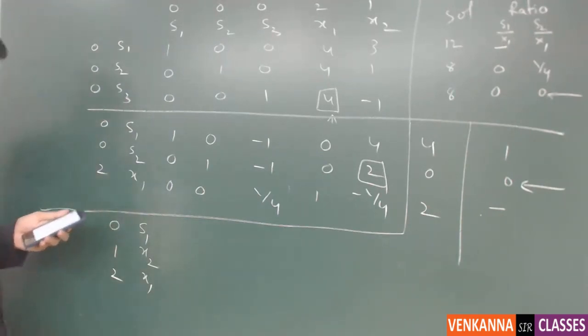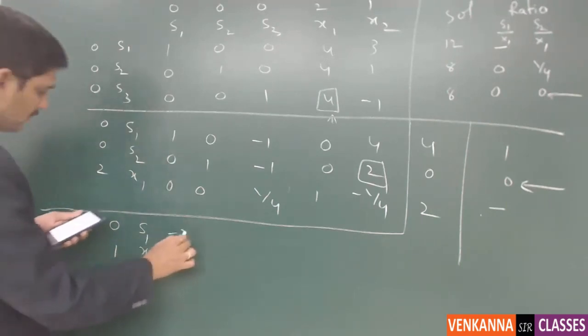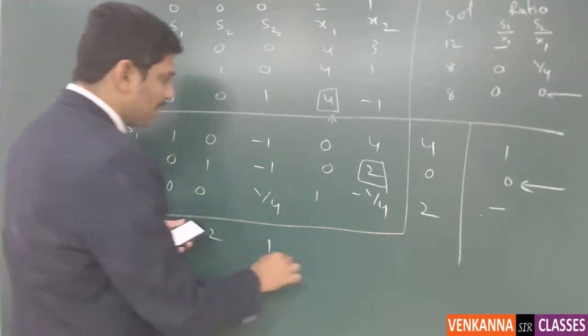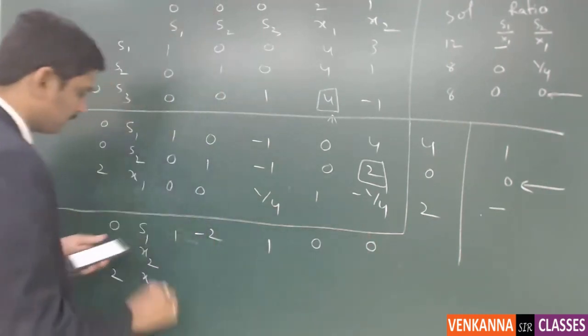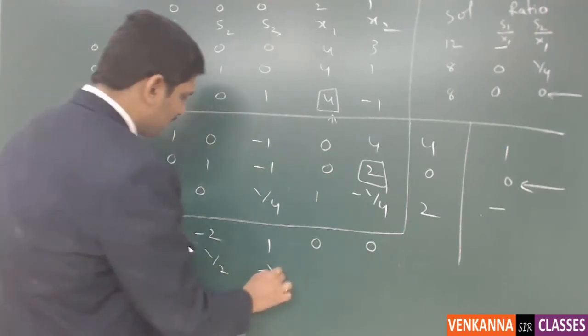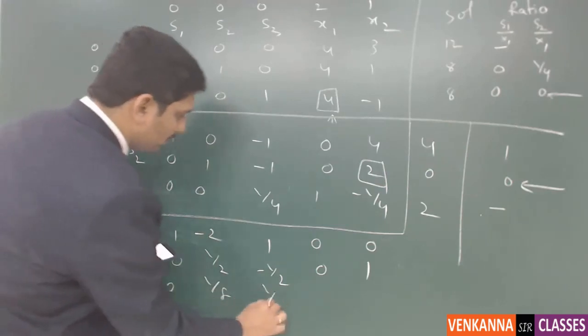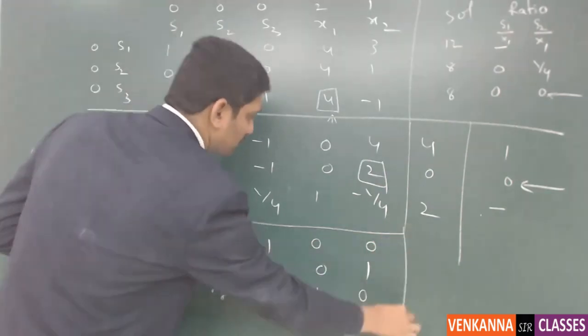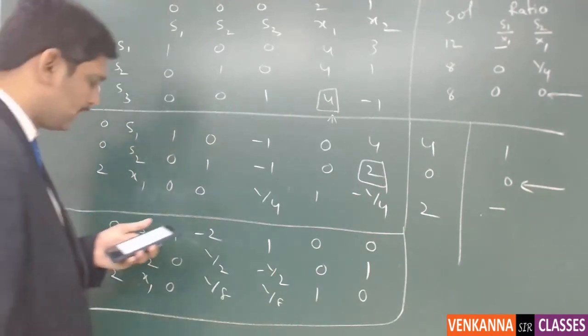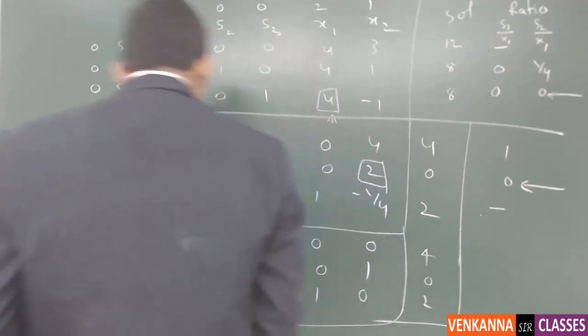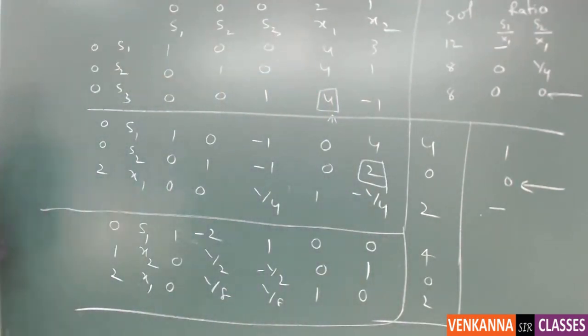It is going to come as -2, the values 1, -2, 1, 0, 0, 0, 1 by 2, -1 by 2, 0, 1, and then 0, 1 by 8, 1 by 8, 1, 0. And you are going to get the solution values as 402. I hope so. The same things will come. Yes, I already mentioned that.